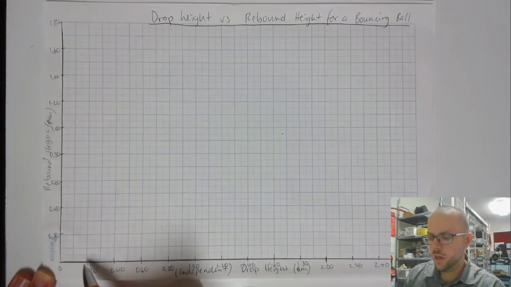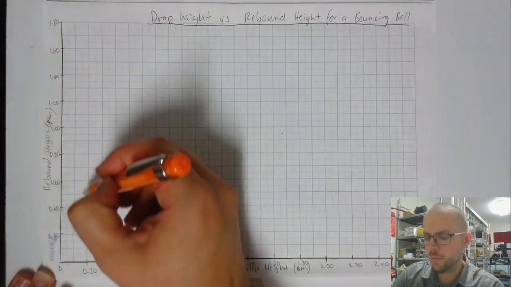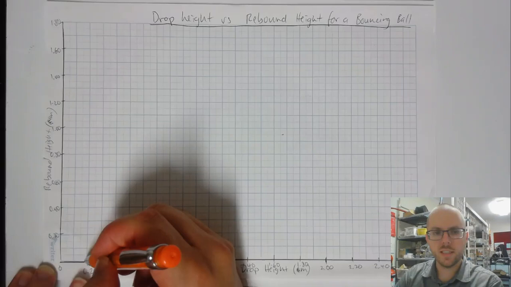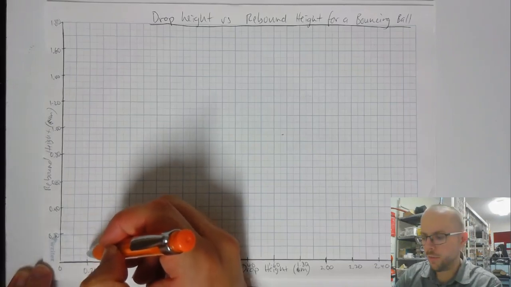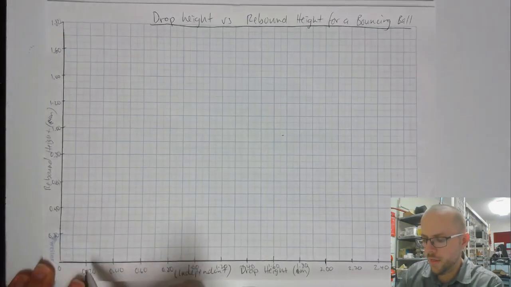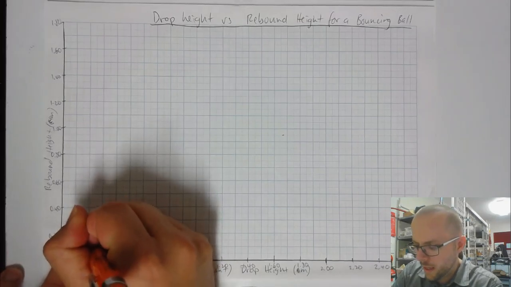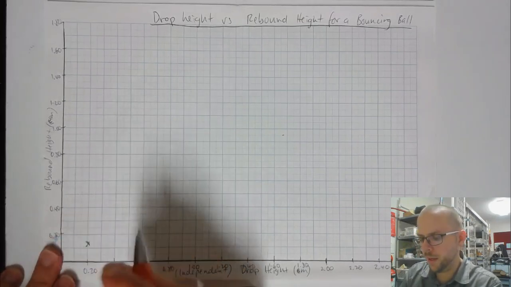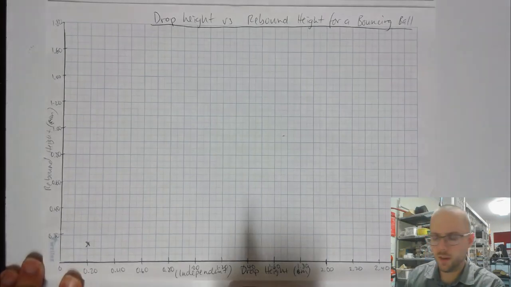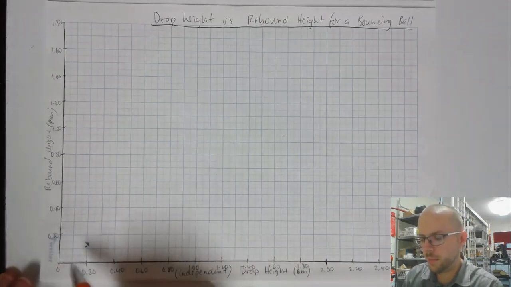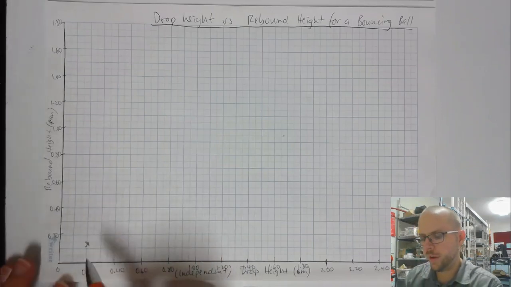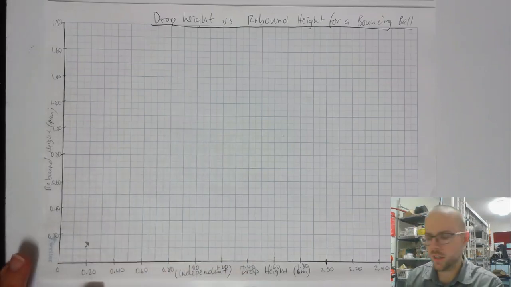I'm going to read along until I get to a drop height of 0.2, which is my first number. And then along this line of 0.2, I'm going to read up until I get to the value that I need to plot. So my rebound height is 0.13. I go up to my best estimate for 0.13. It's a bit hard with the scale, but I can use a ruler to be much more precise about exactly where I need to put my dot or my cross, if I need to.